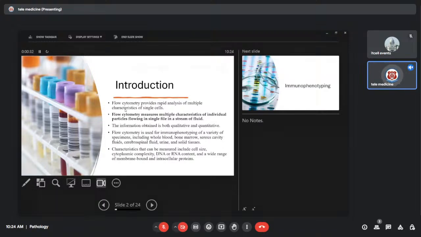So flow cytometry provides rapid analysis of multiple characteristics of single cells. Like our 8-color flow, we assess 8 things at one time on a single cell. In a single file, as told by Dr. Rashmi, the information obtained is both qualitative and quantitative.